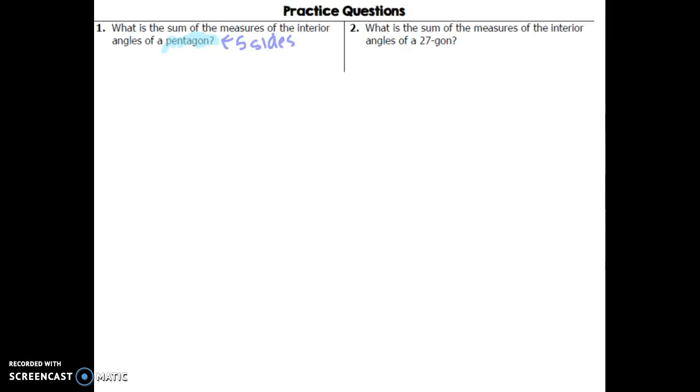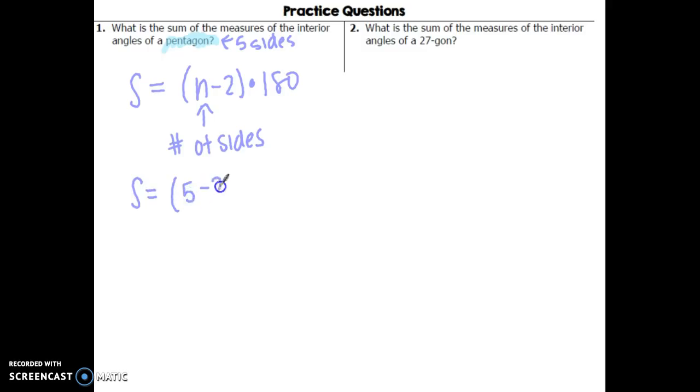With that said, let's look at the formula that we will use. So it is interior angles, sum of the interior angles. So I know that formula does say S is equal to n minus 2 multiplied by 180. So remember, n does stand for the number of sides. In this case, our pentagon is 5 sides. So when we replace our formula, we do say S is equal to 5 minus 2 multiplied by 180.